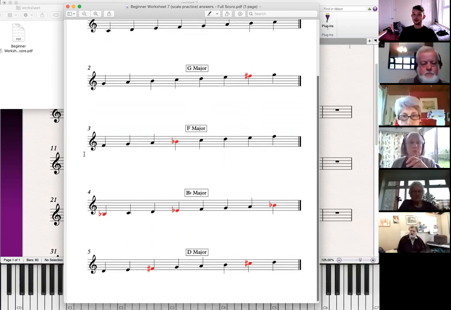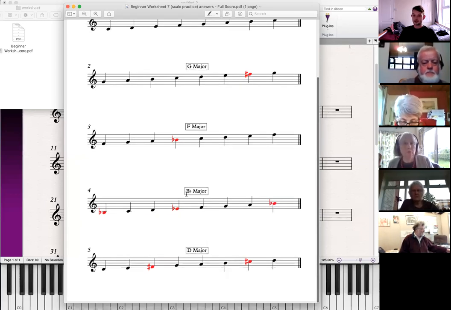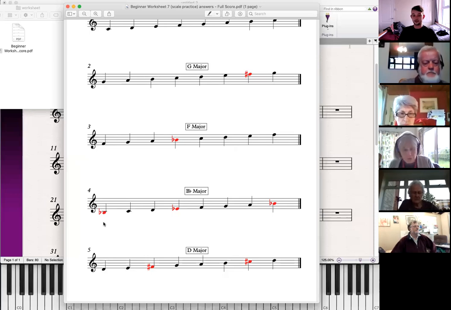Then the F major scale, starting and ending on F: F, G, A, B flat, C, D, E, F. The B flat major scale, starting on a B flat. I've just arbitrarily chosen this B flat here to start on, but you can start on any B flat. So we've got B flat, C, D, E flat, F, G, A, B flat.